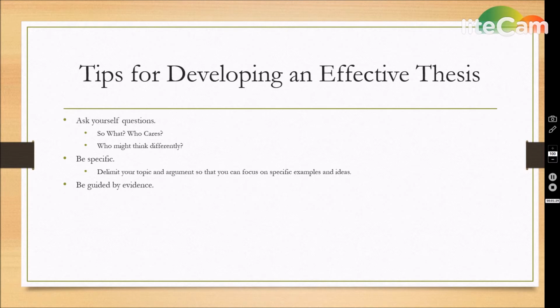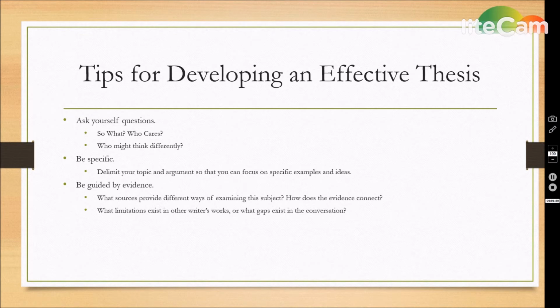Where does your evidence lead you? What have you found in the annotated bibliography that guides you to a particular point? What sources provide different ways of examining the subject, and how does the evidence connect? And again, that's a lot of what you'll be doing in the outline: identifying how the pieces of information in your sources connect. What limitations exist in other writers' works, or what gaps exist in the conversation? So you can look to that evidence to find ways of developing the areas of focus for your thesis.